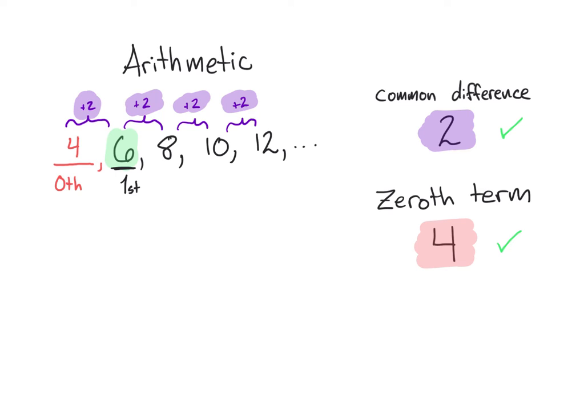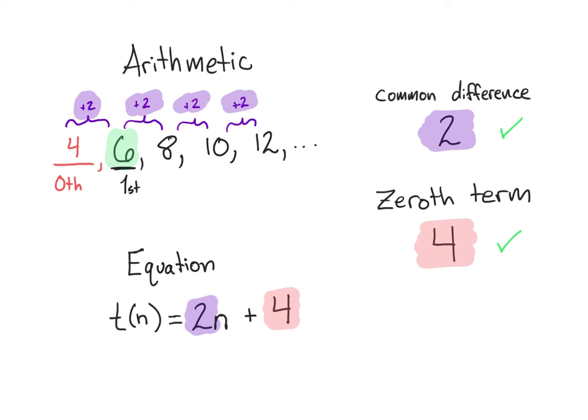To create the equation for this sequence, I write T of n is equal to my common difference, in this case 2, n, plus my 0th term, in this case 4.